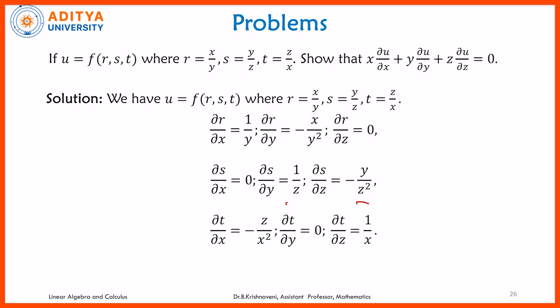Coming to the function t is equal to z by x. Now, dou t by dou x, z into 1 by x derivative is minus z by x square. Dou t by dou y, constant, derivative is 0. Dou t by dou z, z by x, 1 into 1 by x, that is 1 by x.